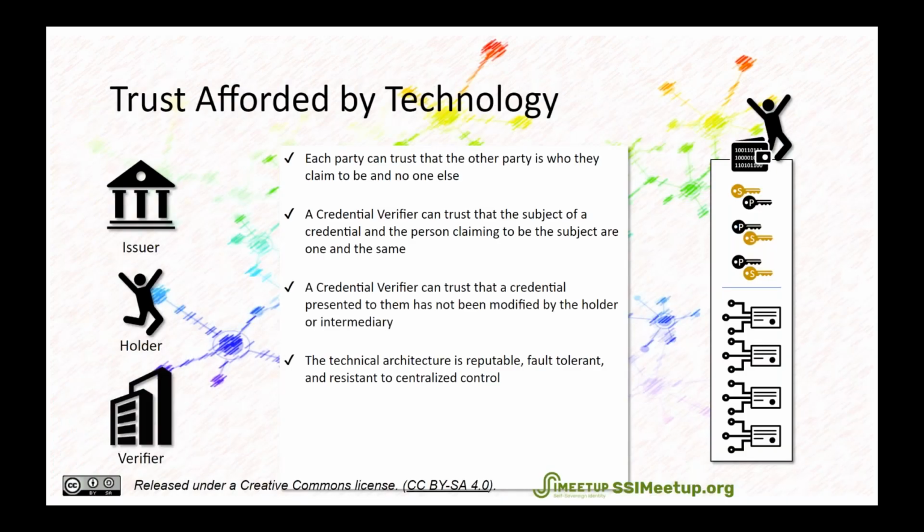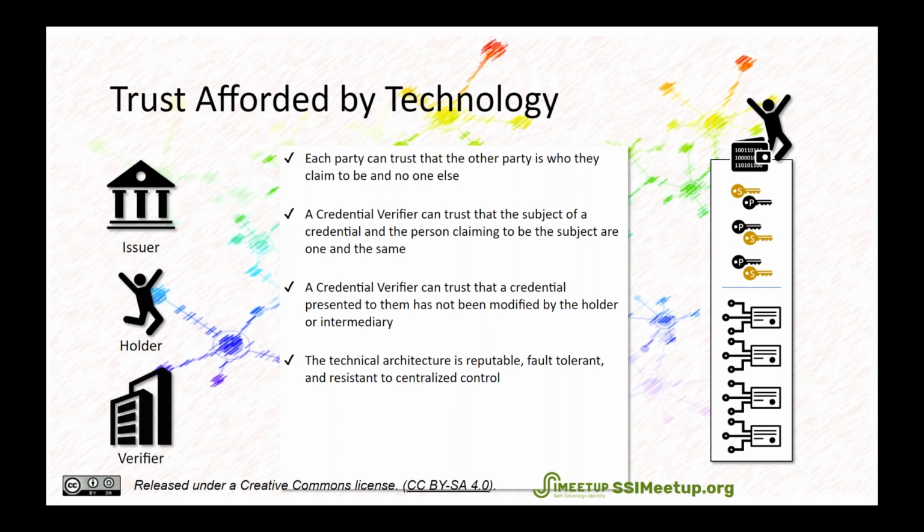One of the ways we look at this is, for each of those layers, for each of those major components, the technology, the reputation, the recourse, what aspect of trust is afforded by these segments? If we look at just the technology portion, it does a lot for us. It allows each party in a conversation to trust that the other party is who they claim to be and no one else. That's huge. We could stop there and this would be well worth the price of admission.